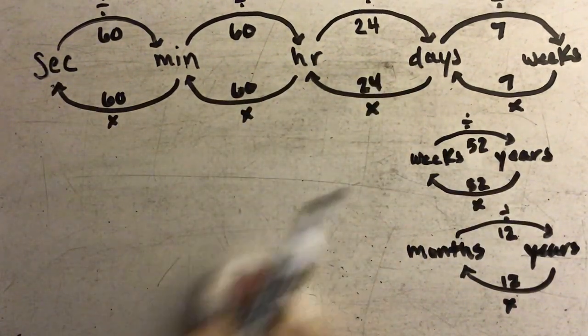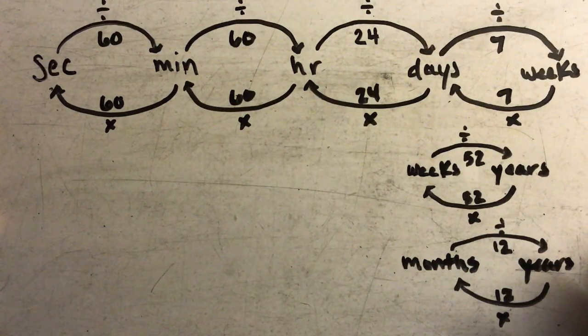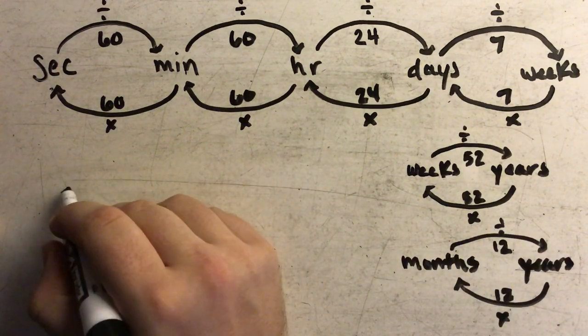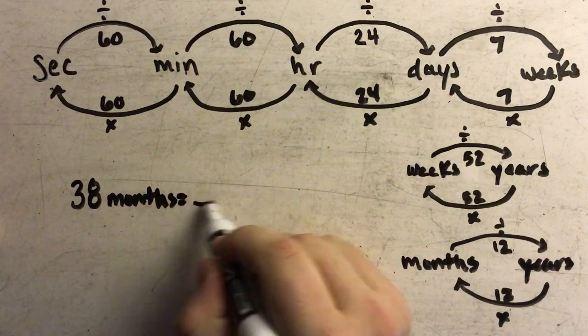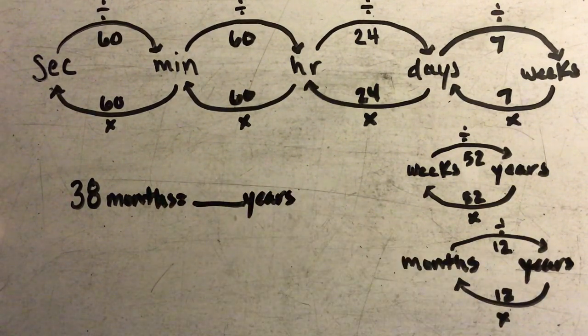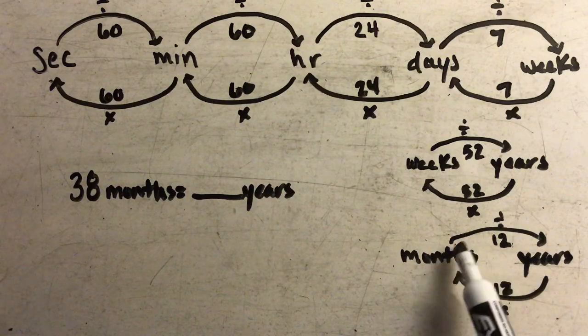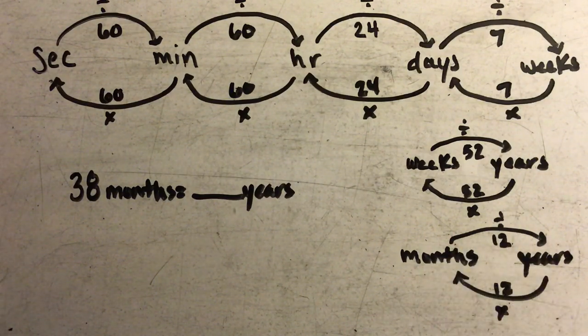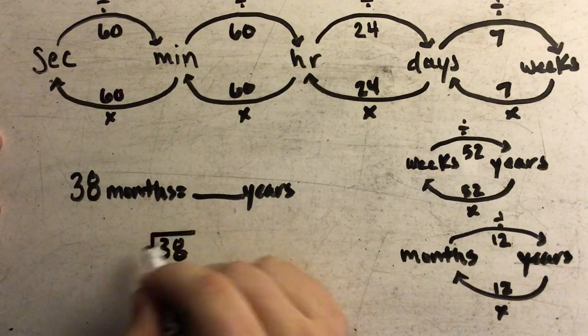Let's try a couple examples where we won't have an even number, where we'll have some remaining units left over that we'll have to interpret to decide our answer. So let's try a conversion with months and years. Let's say I have 38 months, and I want to know how many years that is equal to. So if I look at my conversion to get from months to years, I have to divide by 12, since there are 12 months in 1 year.